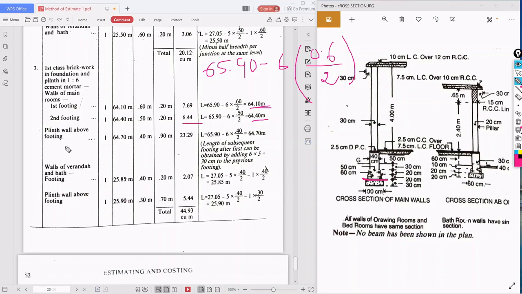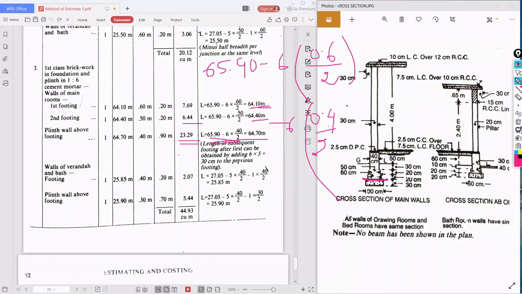So the plinth wall above footing. 65.90 minus 6 into what is the width? 0.4 by 2. What you will get? 64.70. The width is 0.40. So what is the plinth height? That is 60 plus 30, 60, 70, 80, 90 centimeter. So 0.9 meter. Multiply, you will get the quantity, that is 23.29. This is for the main walls. For the main walls, only one junction is there, that with each other.